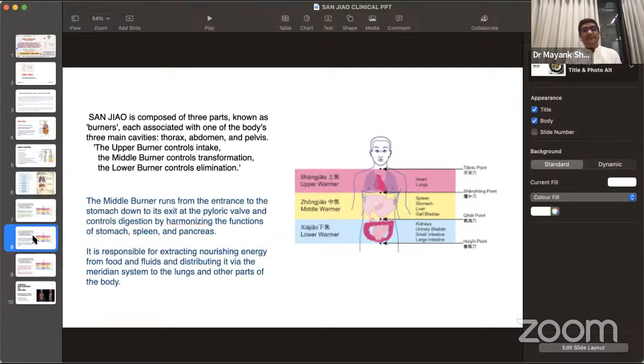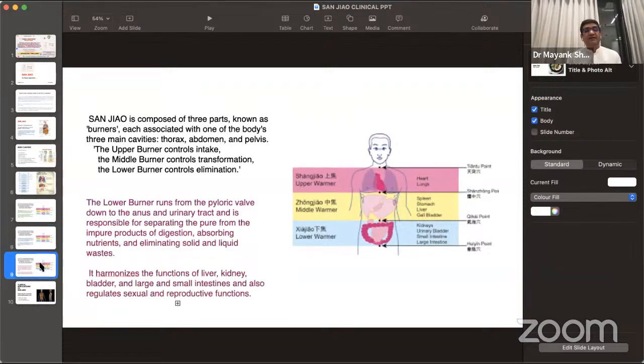The middle burner controls the functions of the stomach, spleen, and pancreas. Hence, the use of Sanjiao in diabetes is very important. What does the middle burner do? It is responsible for extracting nourishing energy from food and fluids and distributing it via the meridian system to the lungs and other parts of the body.